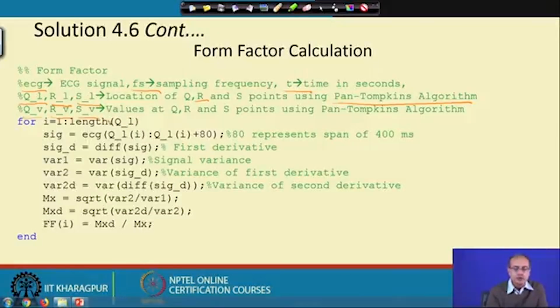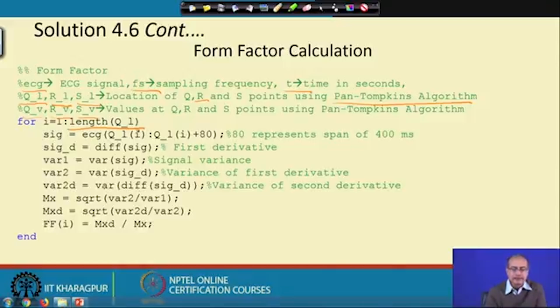Now, what we are doing is going through the number of cycles we have. If we take any one of them, Q_L, R_L, or S_L, all of them have an equal number of points, because this is giving us the count of how many times we could get the QRS complex. So, that length essentially says that so many times we could find the cycle.